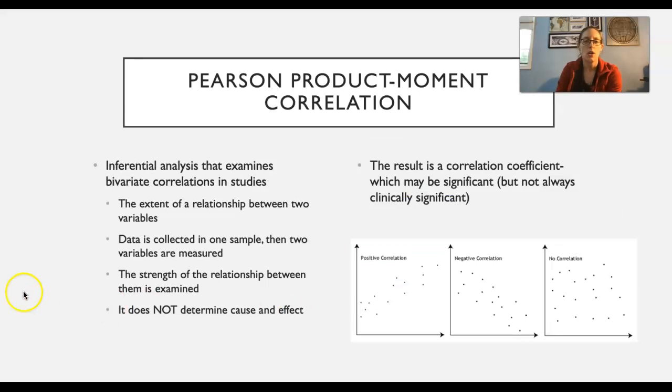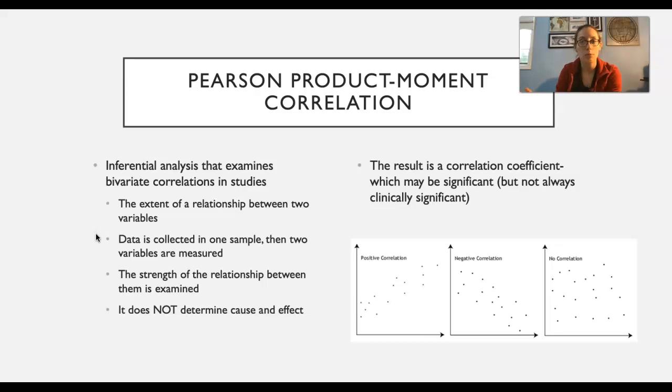So we can use a Pearson product moment correlation. That's an inferential analysis that examines bivariate correlations in studies. That basically means we're measuring the extent of a relationship between two variables. That's it. So we collect data in one sample, and then two variables are measured, and the strength of the relationship between them is examined.